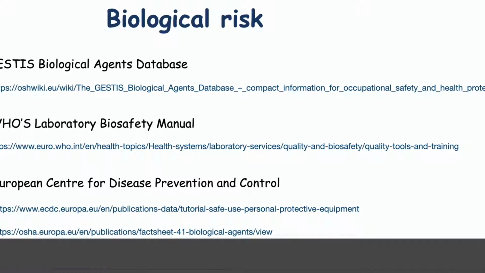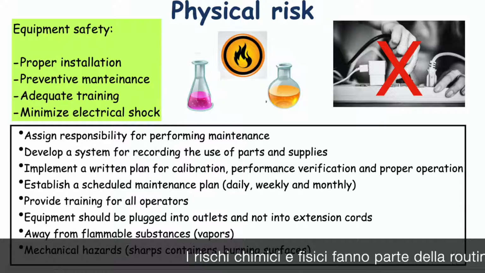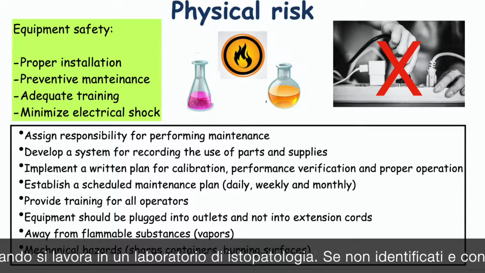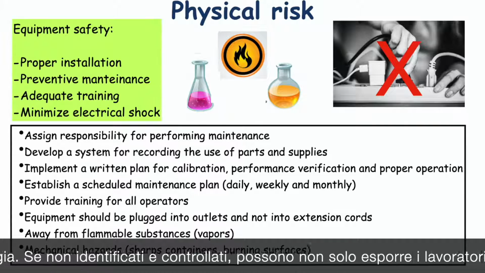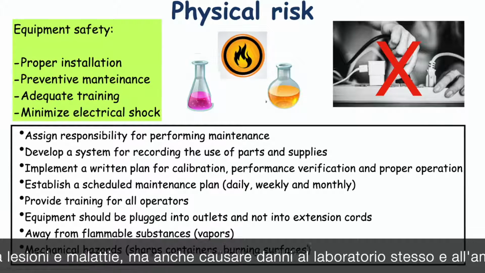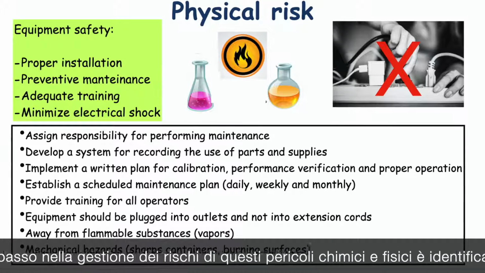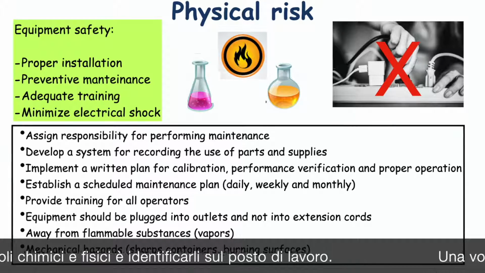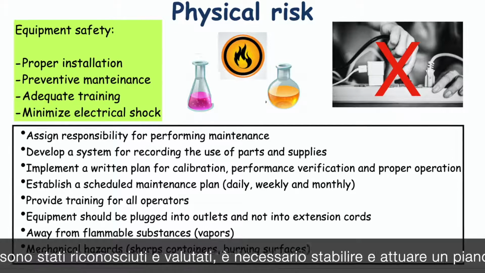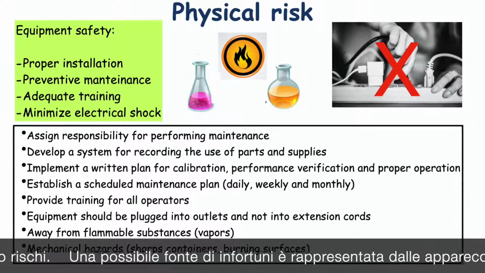Chemical and physical hazards are part of the daily routine when working in a histopathology laboratory. If not identified and controlled, they can not only expose the laboratory workers to injuries and illnesses, but also cause damage to the lab itself and to the environment. The first step in managing risks from these chemical and physical hazards is to identify them in the workplace. Once the hazards have been recognized and evaluated, a plan needs to be laid out and implemented in order to reduce their risks.